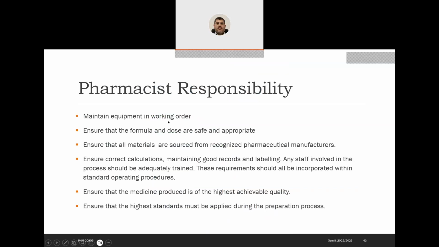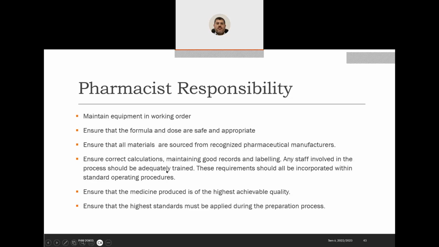As a pharmacist, your responsibility is to maintain equipment in working order, ensure that the formula and dose are safe and appropriate, and ensure that all materials are sourced from a recognized pharmaceutical manufacturer. So materials here means the starting materials you use to make the preparation. Whether you are using raw materials, like for example sucrose for a syrup, or you are using medications and you change the dosage form, as we mentioned for example with Lasix, where you make syrup from the tablets, then the Lasix tablets should be from a recognized pharmaceutical manufacturer.